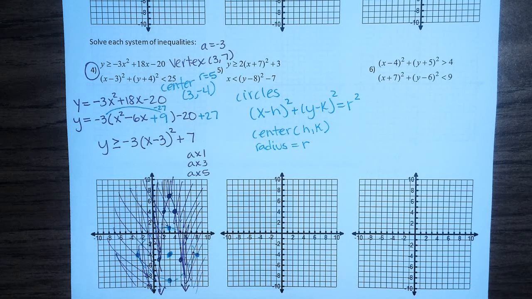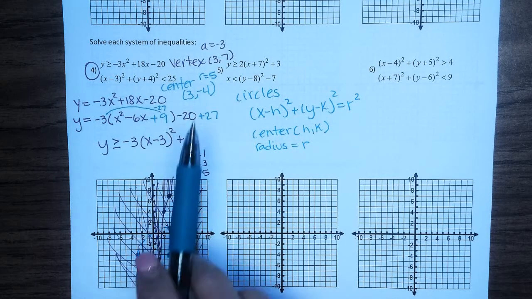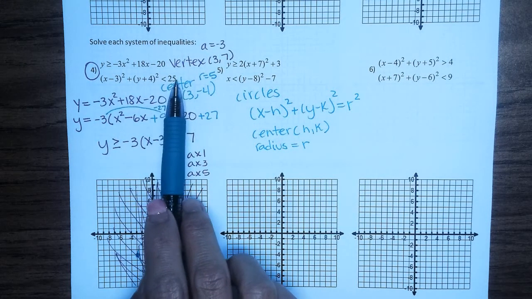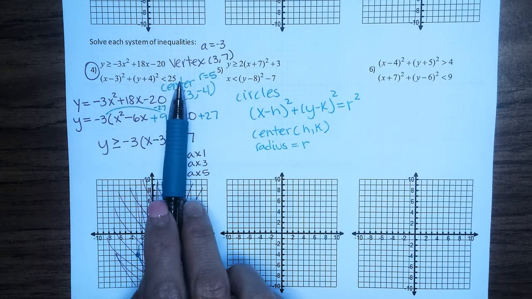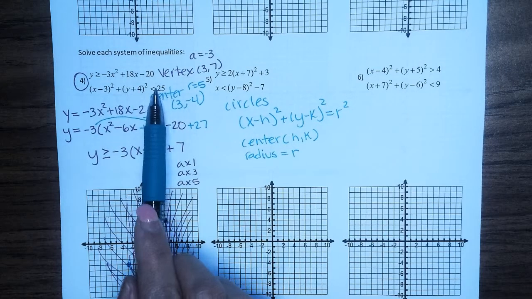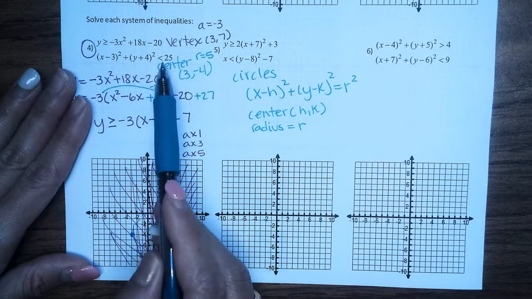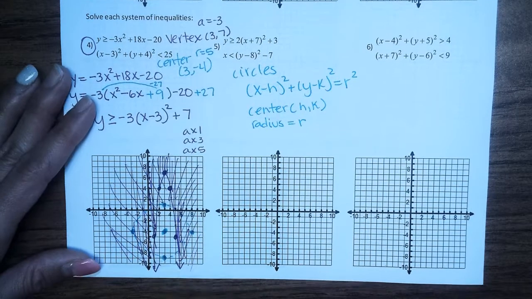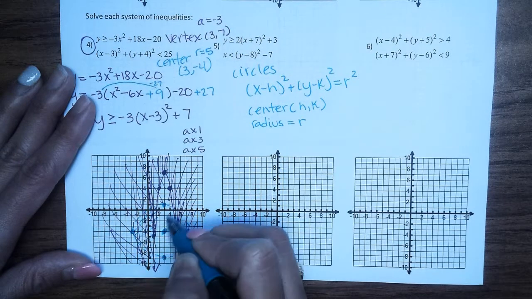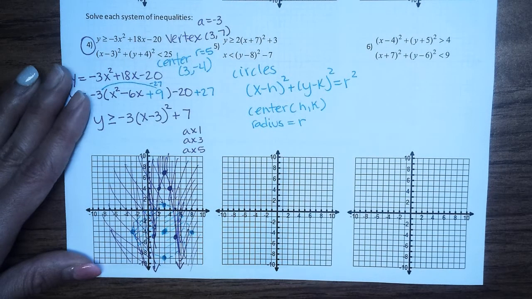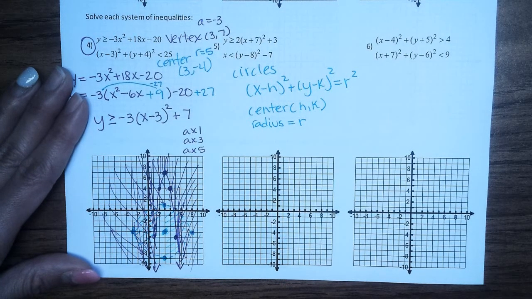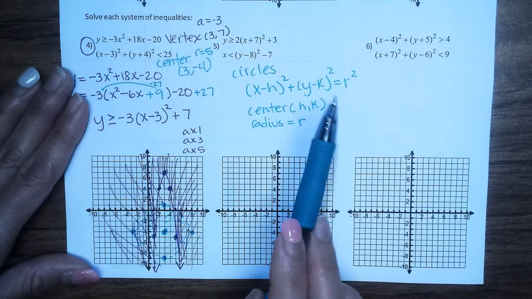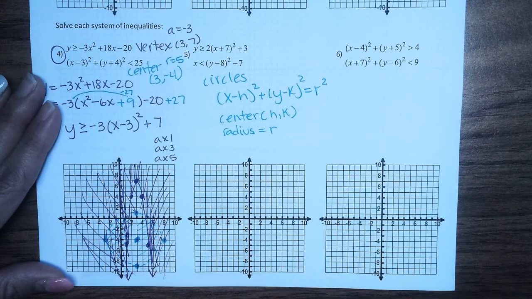And now here's how you know how to shade for the circles. So when it comes to circles, if it says less than 25 here, that means you need to shade all of the circles that have a radius less than 5. So less than means to shade all of the circles that have a radius less than the square root of 25. So that's going to be on the inside of the circle. So again, if it says less than r squared, then shade inside of the circle. If the circle has greater than, like over here, example 6, if the circle has greater than 4 or greater than r squared, then you shade on the outside of the circle.